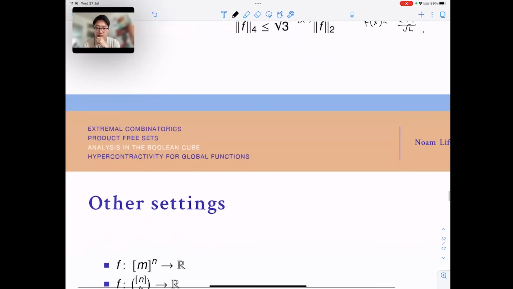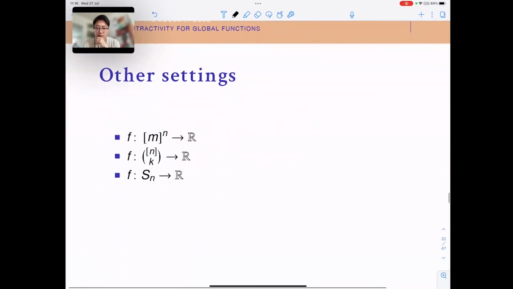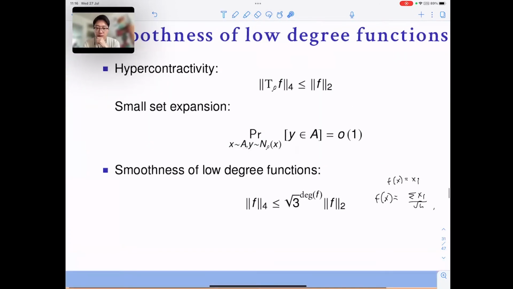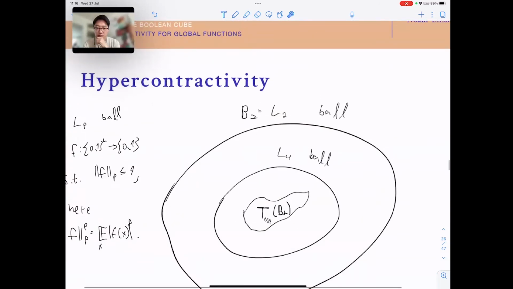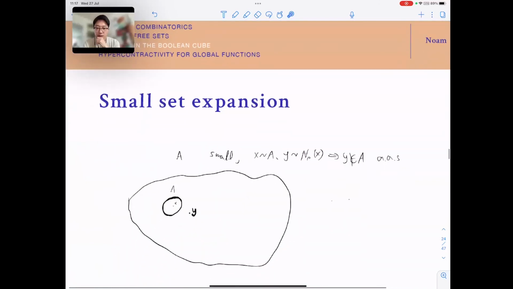Okay, we would like to take this notion of hypercontractivity and import it into the symmetric group in order to apply it to product-free sets. You can see how this notion of small set expansion is related to mixing, which is what we needed in order to upper bound independent sets in Cayley graphs.